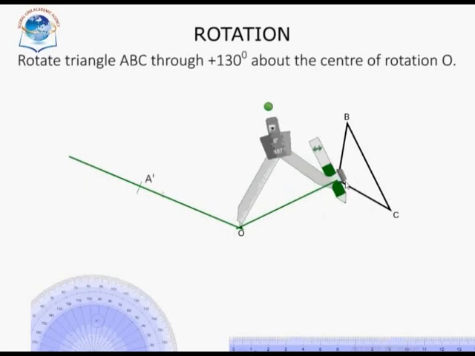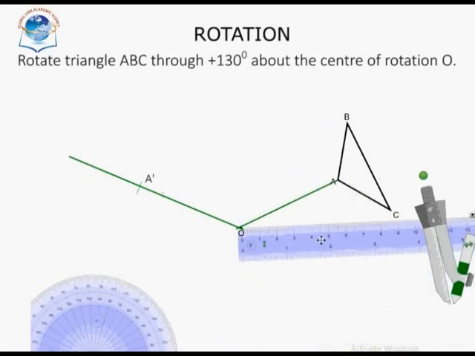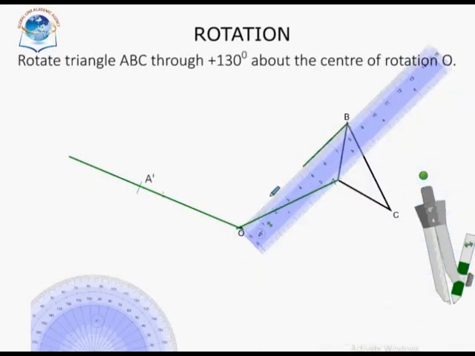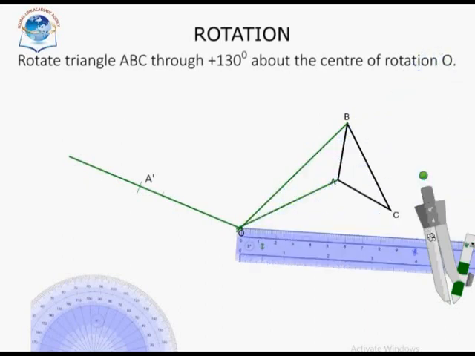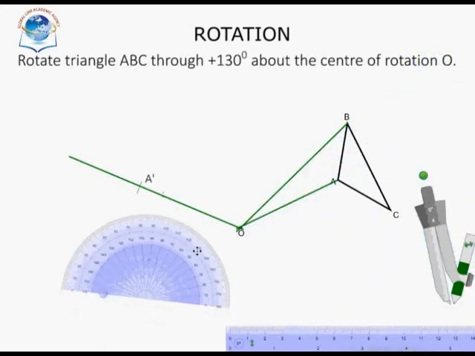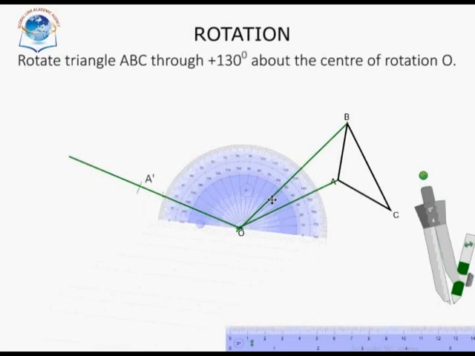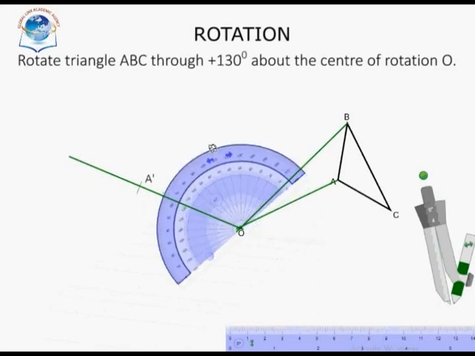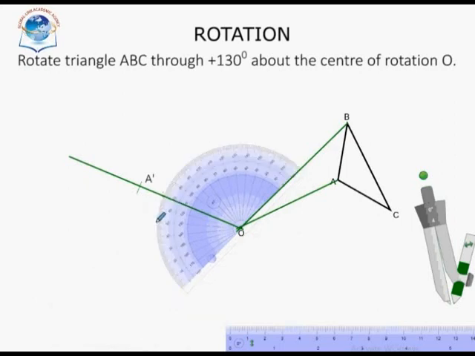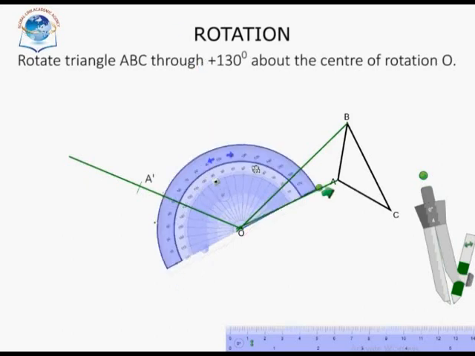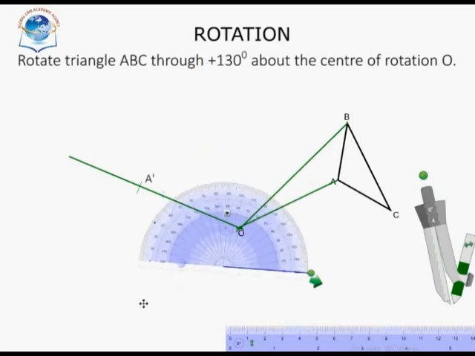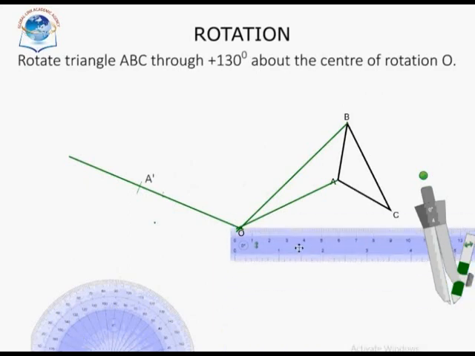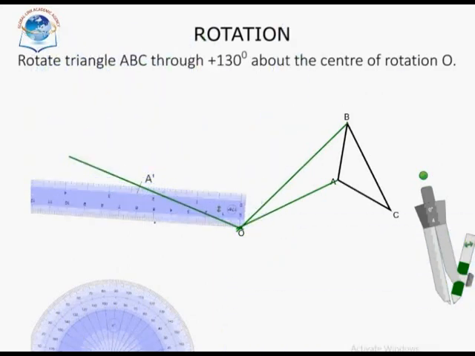We repeat the same procedure with B. Join B to the center of rotation O, and then we measure 130 degrees. So place the protractor here at point O, and 130 degrees is here. We put a mark, remove this protractor, and join this point to the point O.